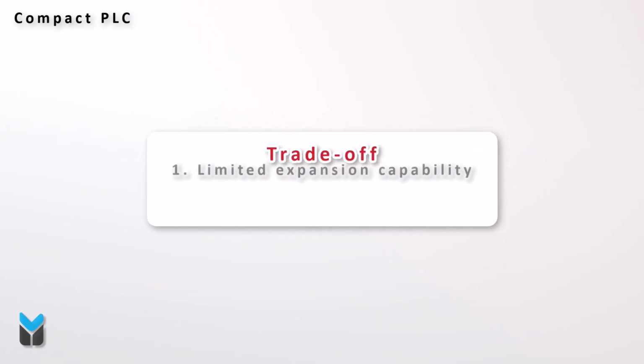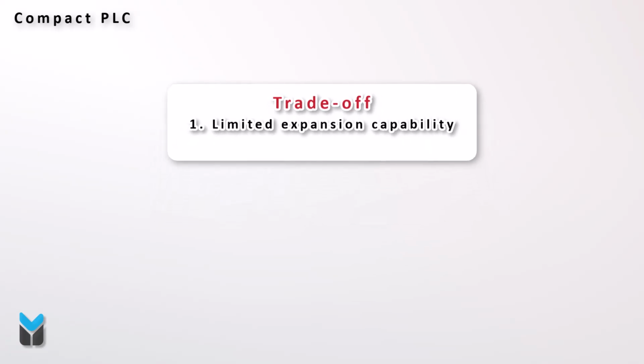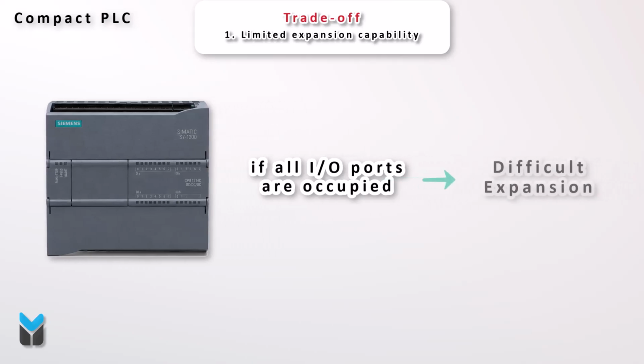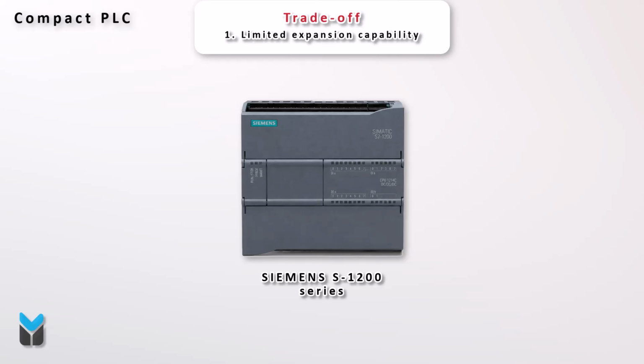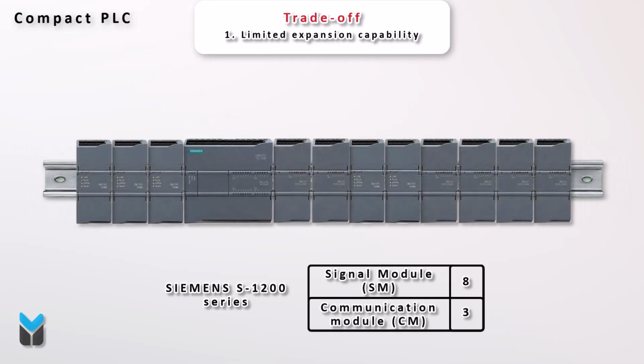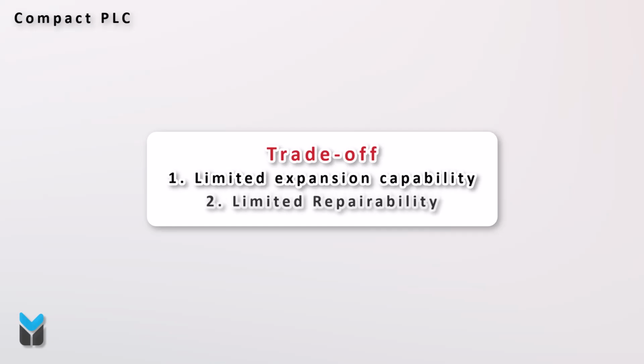However, this simplicity comes with a major trade-off: limited expansion capability. Once the built-in I/O terminals are fully occupied, expanding the system becomes highly restricted. For example, a Siemens S7-1200 PLC supports up to 8 signal modules and 3 communication modules. If the application requires more expansion than this, the compact PLC reaches its hardware limit, making it unsuitable for further system scaling. The second drawback is the limited repairability of compact PLCs.